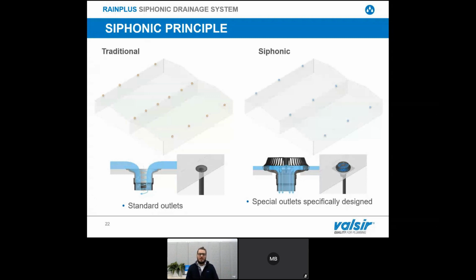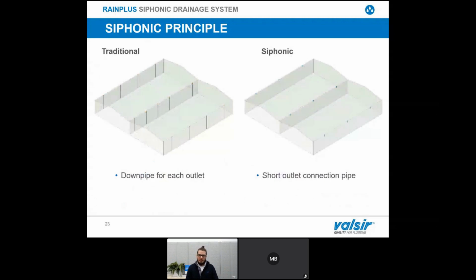If we go further, for example to the main stack, in a traditional system we have a downpipe for each outlet that goes straight from the roof to the bottom of our building. Sometimes those stacks are embedded in the concrete pillars of our structure, so you can't maintain those pipes because they are inside the main structure. For a Syphonic system, instead, you have a short piece of pipe below each outlet, because we are going to collect them at the level of the roof.